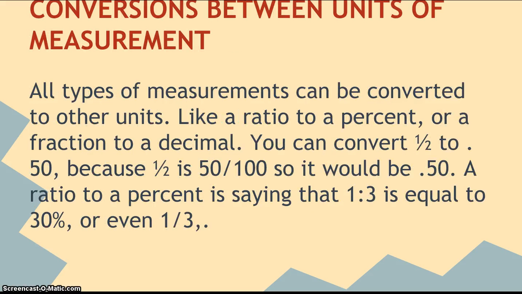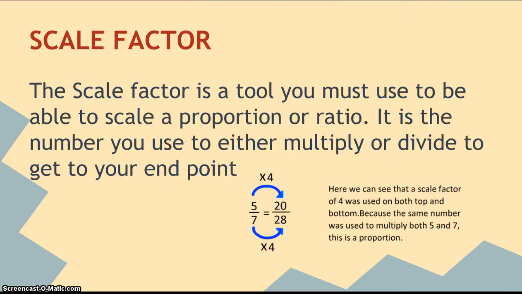Conversions between units of measurement. All types of measurements can be converted to other units, like a ratio to a percent or a fraction to a decimal. You can convert 1/2 to 50% because 1/2 is 50/100ths, so it would be 50%. A ratio to a percent is saying that 1 to 3 is equal to 33% or even 1/3.